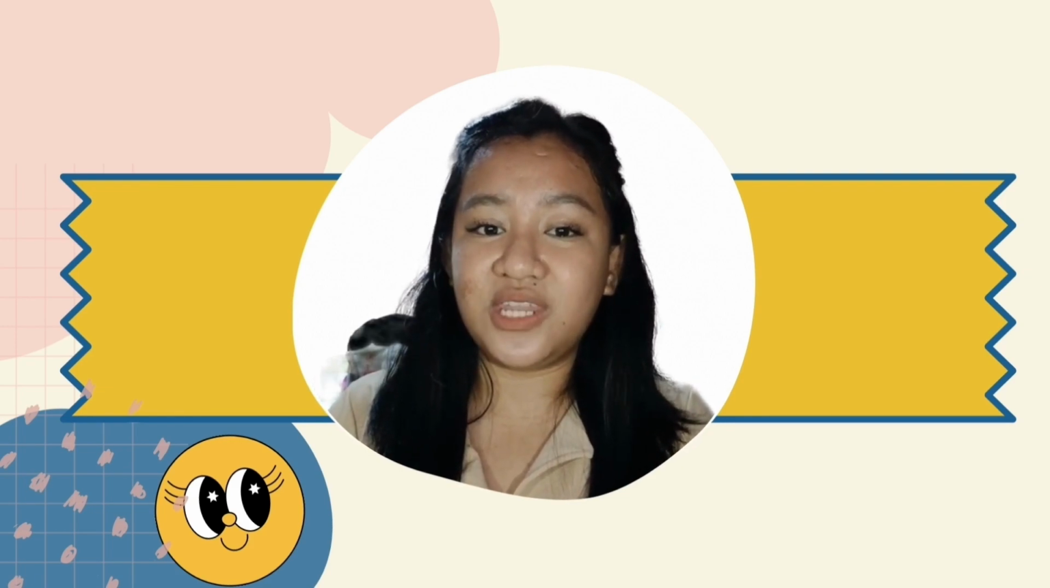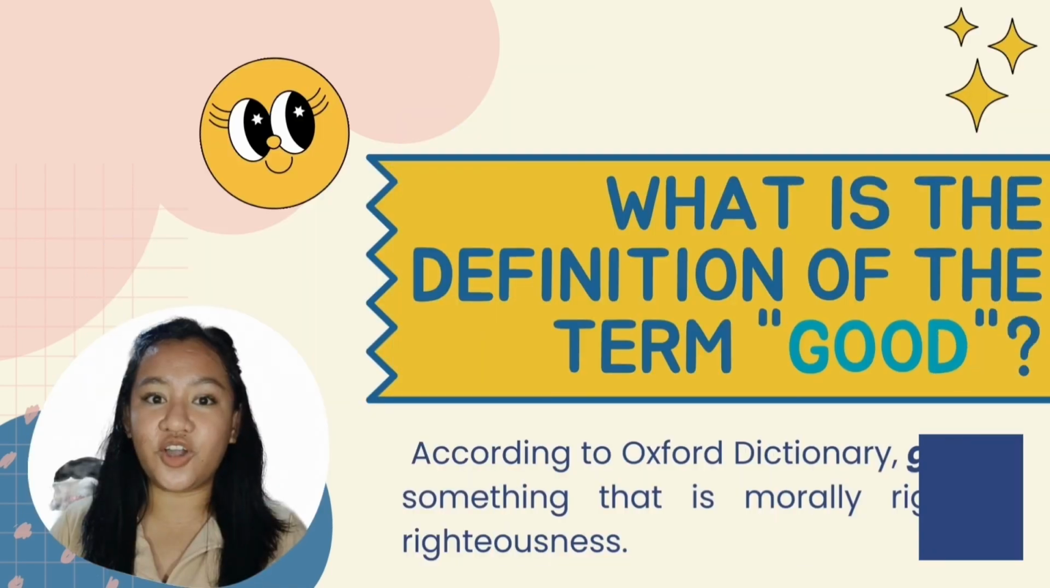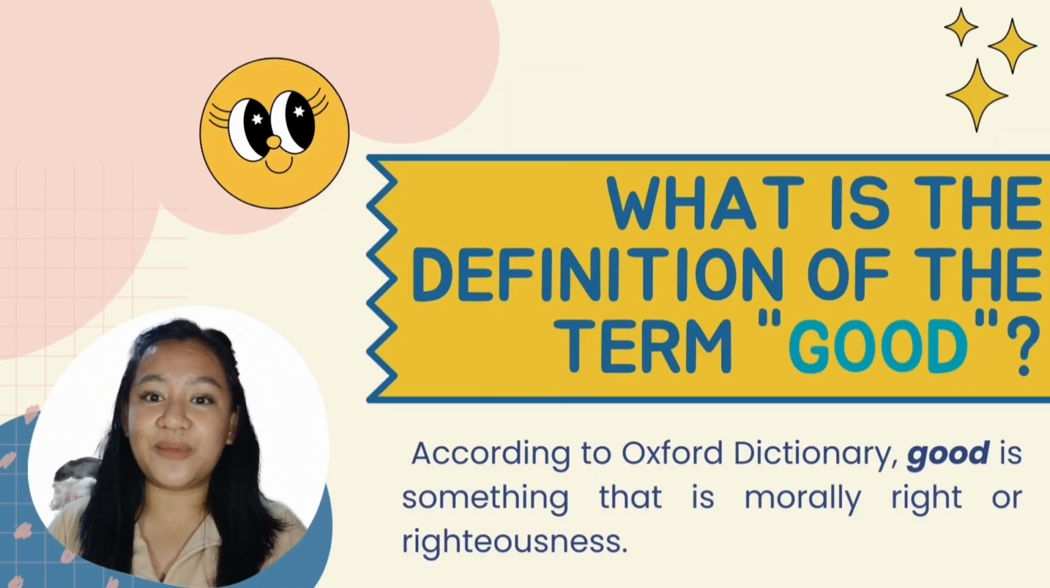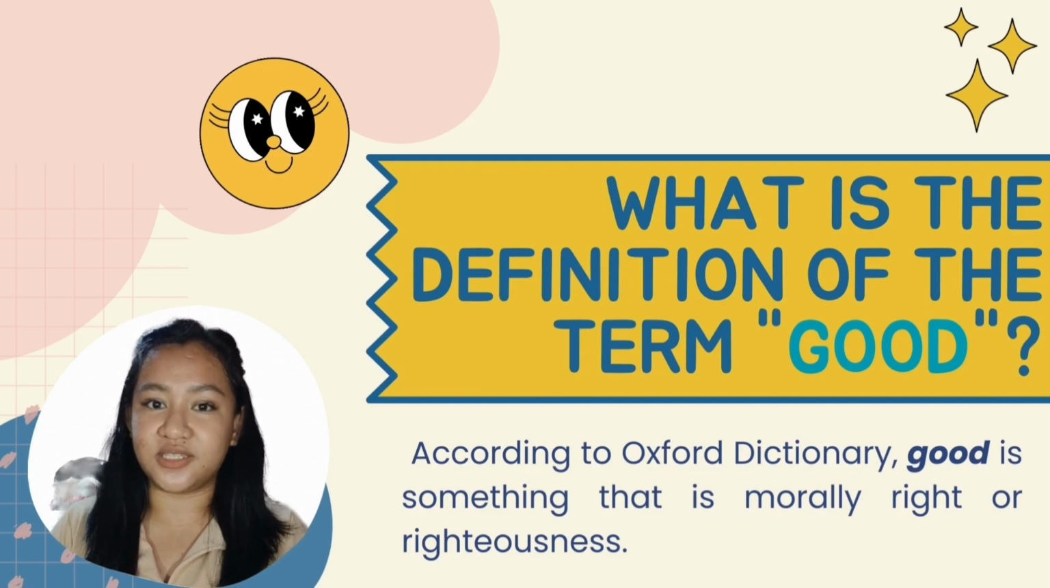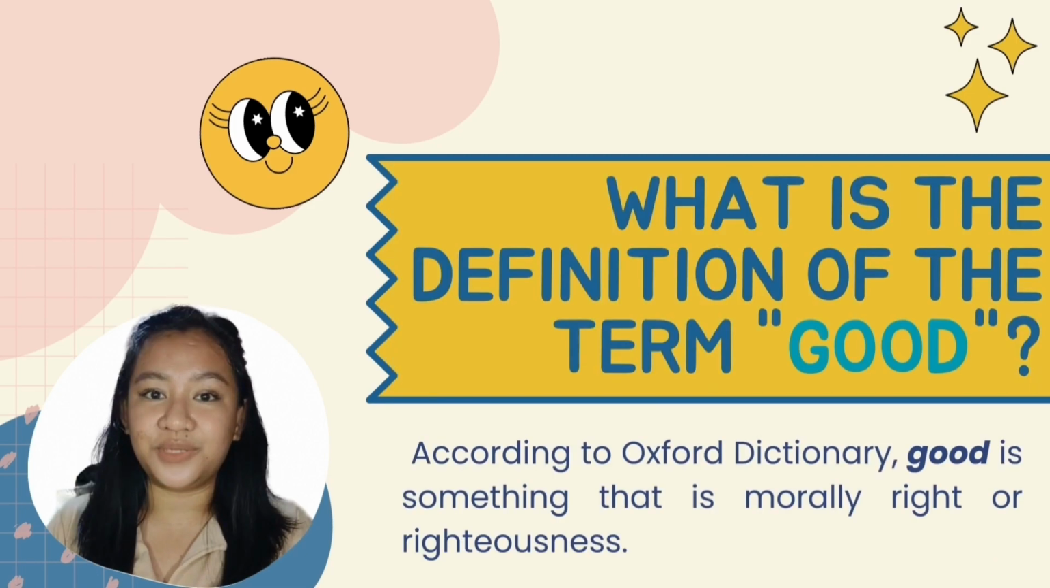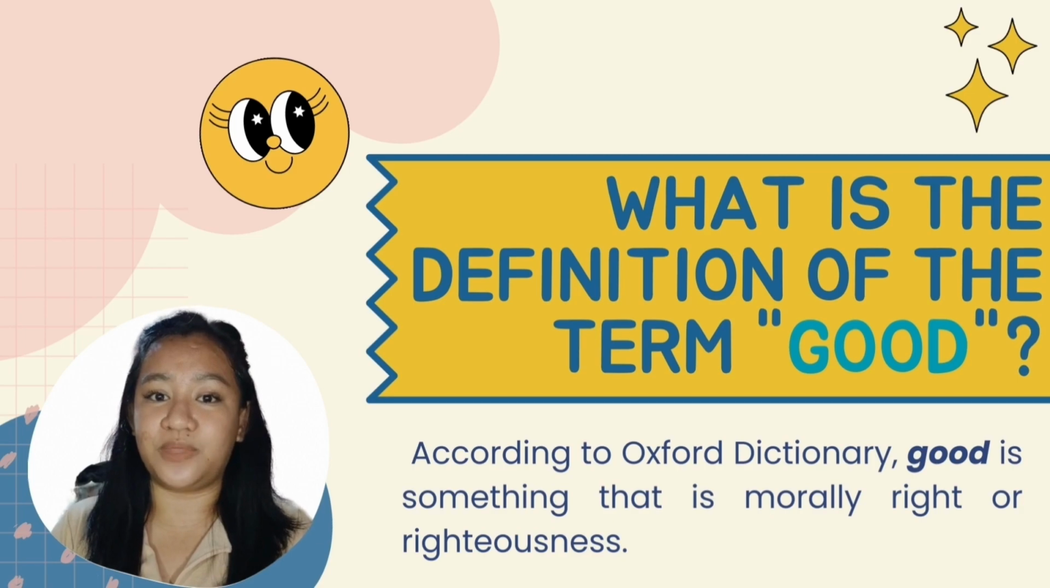So, what is the definition of the word good? According to Oxford Dictionary, good is something that is morally right or righteous. Generally speaking, the word good is broad in concept since it has numerous meanings. But in the concept of ethics, the term good is defined as an act that expresses positive value about something or assigns positive value to something.